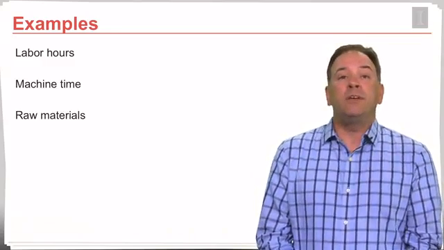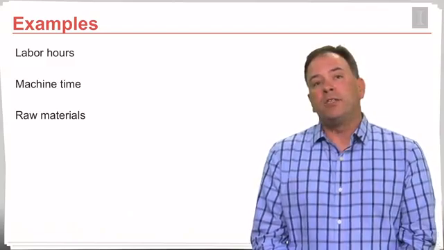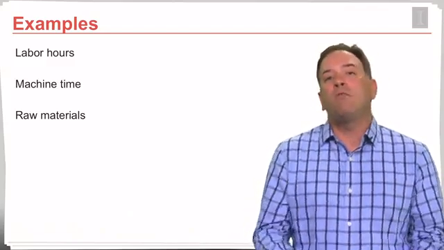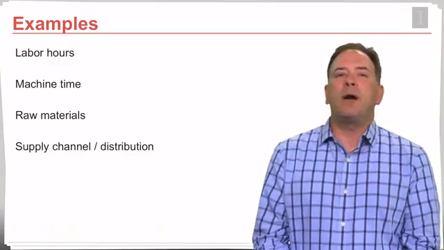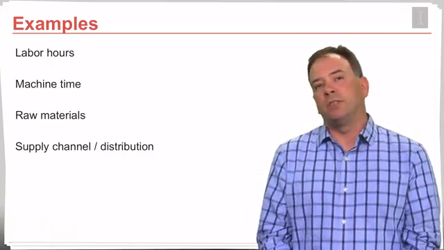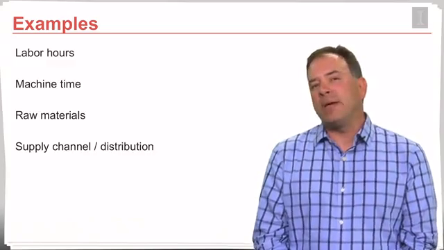Perhaps we use raw materials that are precious or limited in terms of their supply. And so while we can produce as many units and sell them as we can, we run out of raw materials before we reach that level. And of course, there might be something about the supply channel or distribution that causes a constraint for us. So before we move on, let's make sure that we understand these very basic concepts.